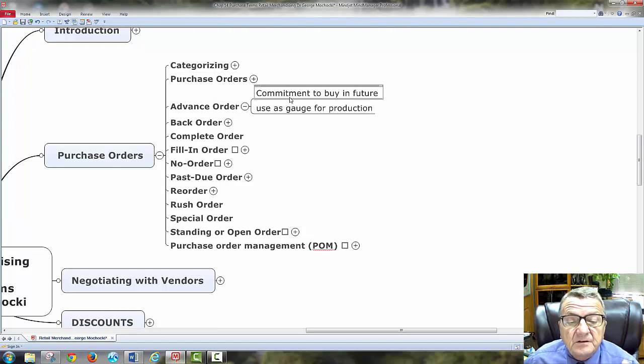Okay, now if I look at advanced orders, that's a commitment to buy something in the future. And a lot of times if you're looking more at manufacturing, I may not know what size or what color really is going to be popular, so I may just reserve manufacturing time, or I may reserve this item in the future.